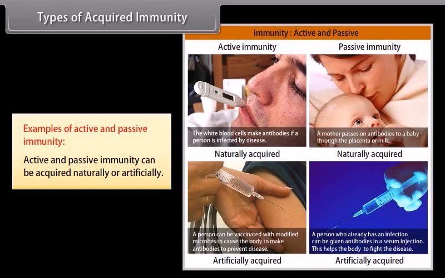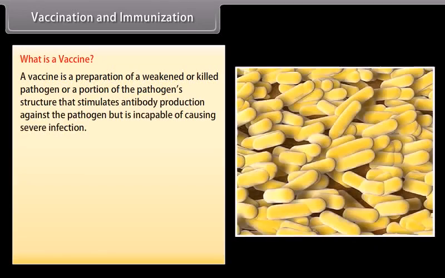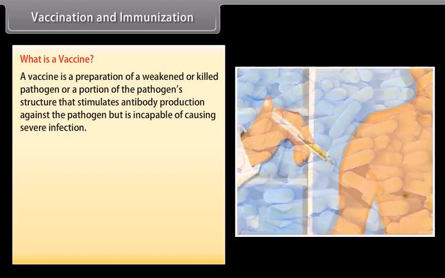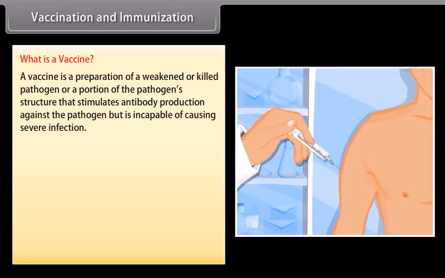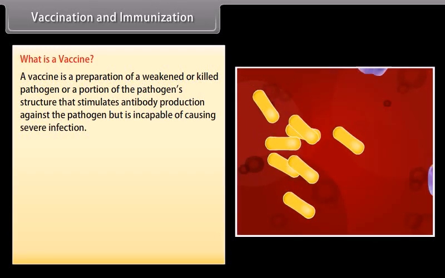Examples of active and passive immunity. Active and passive immunity can be acquired naturally or artificially. Vaccination and immunization. What is a vaccine? A vaccine is a preparation of a weakened or killed pathogen or a portion of the pathogen's structure that stimulates antibody production against the pathogen but is incapable of causing severe infection.